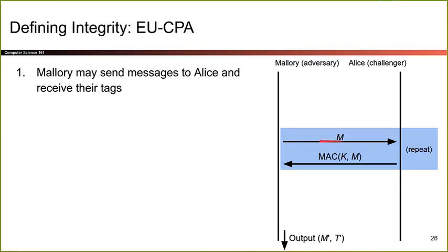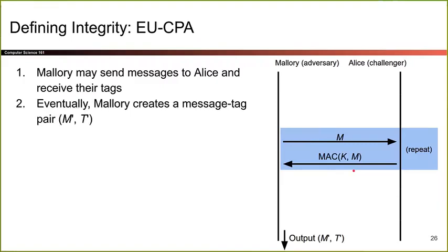Mallory can send Alice any message that she wants and gets the MAC of the message back. So Mallory does not know the key, but Mallory can always ask Alice, MAC this, and Alice will send the MAC back. And she can do this over and over again to a reasonable limit. Once Mallory is done playing with the hash function and she thinks she has some information about how it works or what the key is, Mallory will create a pair.